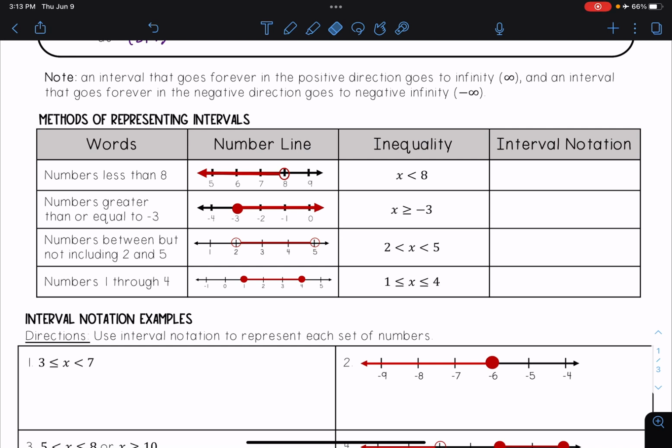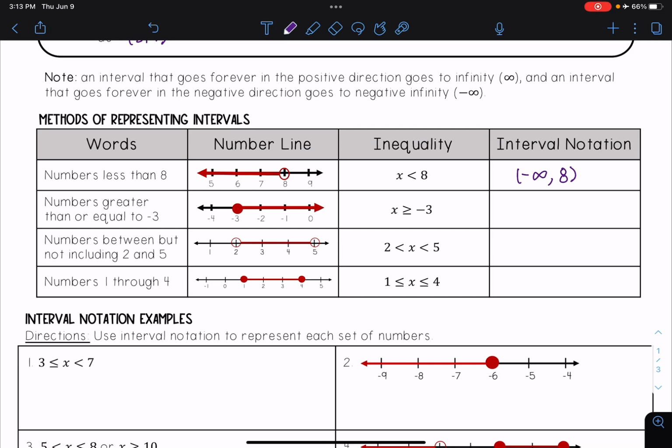However, if I'm writing that in interval notation, I see this is an infinite interval because it's going forever in the negative direction. And since it's going forever in the negative direction, it's going to go from negative infinity to, and it's at 8. And now I need to see, okay, is it going to be a bracket that I'm using or parentheses? Well, here, since I'm not including the 8, it's going to be parentheses. And so that would be the interval notation.